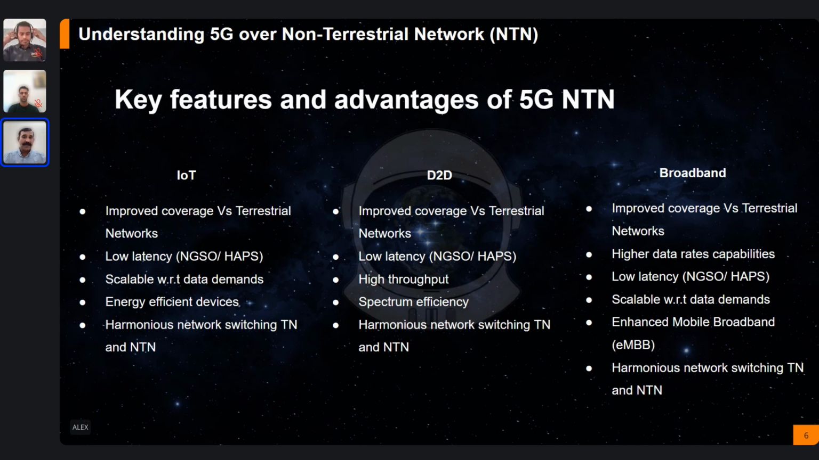Lastly is the broadband, which is a different use case, but of course it can be served. Some of the key features are the same. What you can see is the enhanced broadband implementation, and the use case can be well served through the 5G NTN technology.